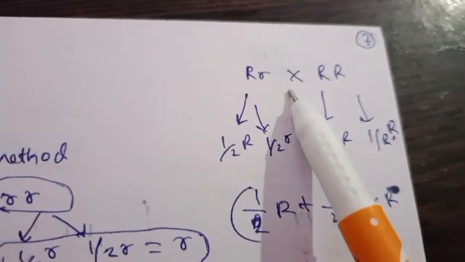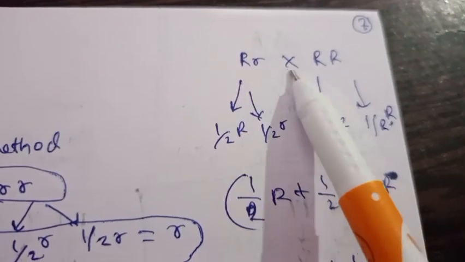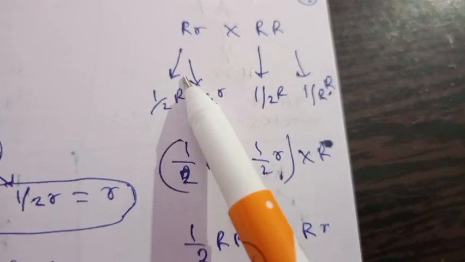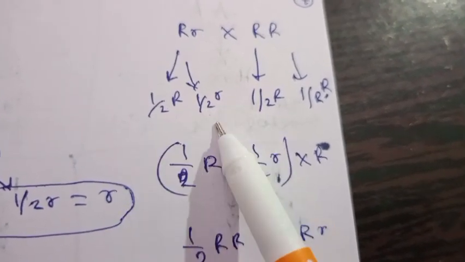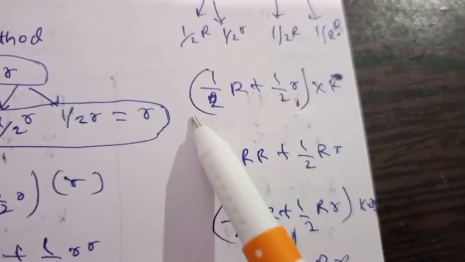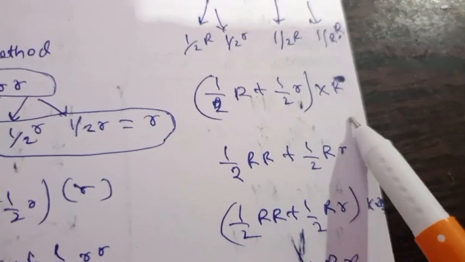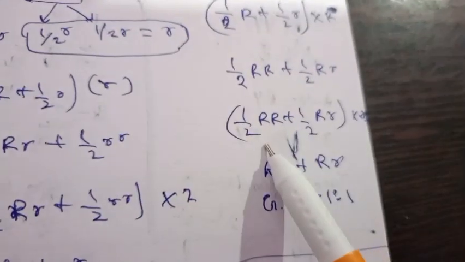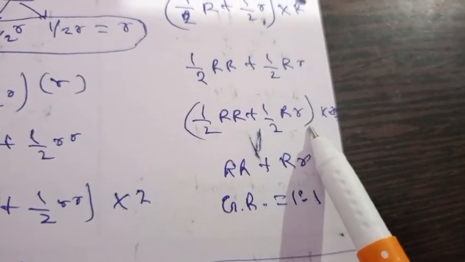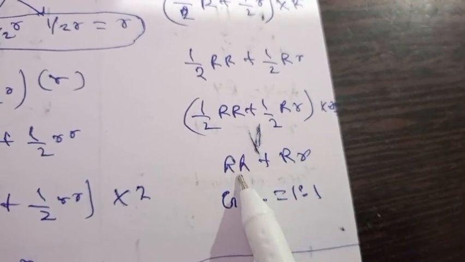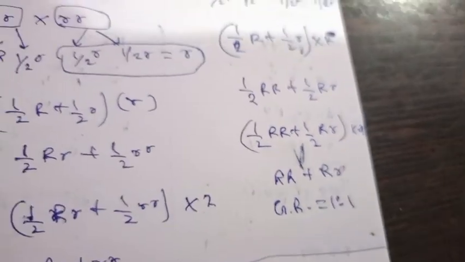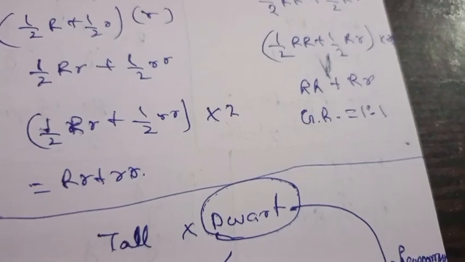Again we take another one, heterozygous round and pure round. We get the factors half capital R, half small r, half capital R, half capital R. Half RR plus half capital R small r, half RR plus half capital R small r. We get homozygous round plus heterozygous round. Genotypic ratio is 1 is to 1.